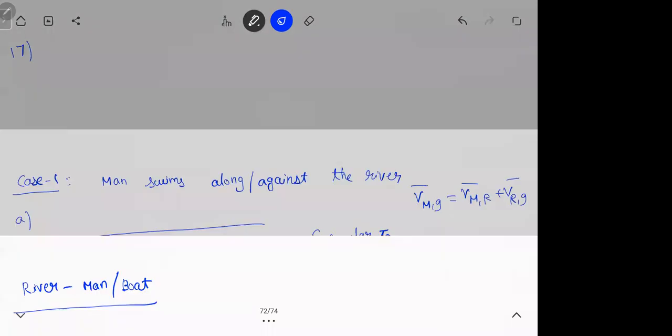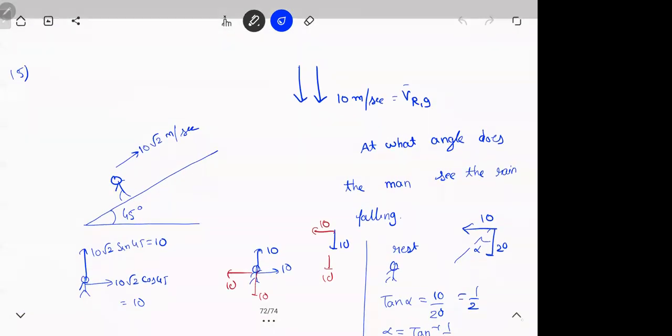Let's say a problem on this. 17 or 16? 16. Now see.